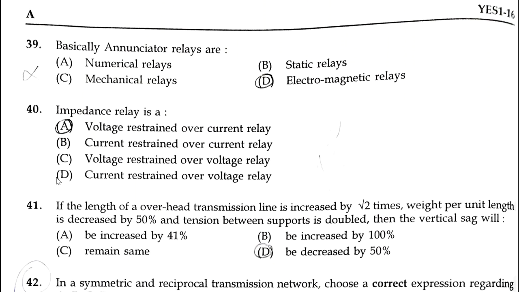The 39th question is about annunciator relays. Annunciator relays are nothing but numerical relays. So the answer is numerical relays here. Next one, impedance relays. The impedance relay is very important. That is a voltage restraint over current relay, right?